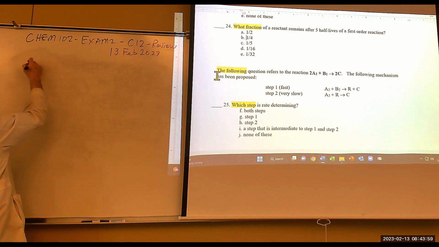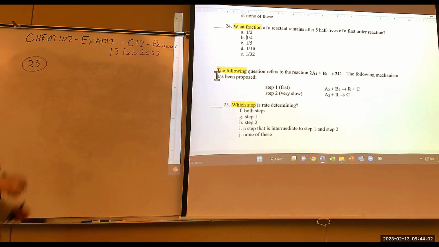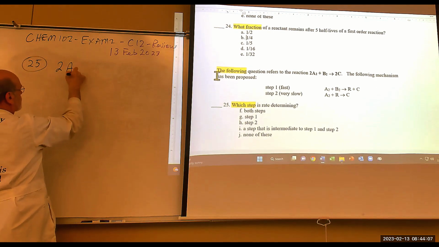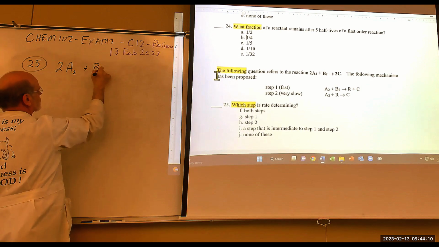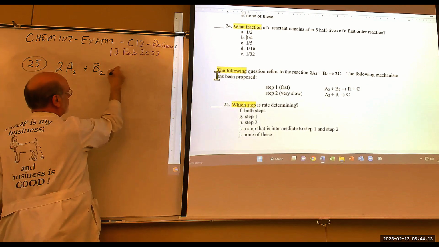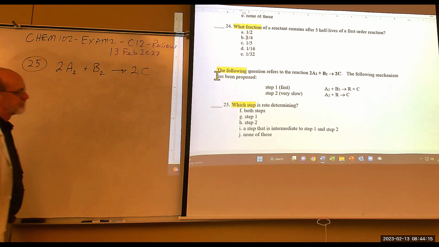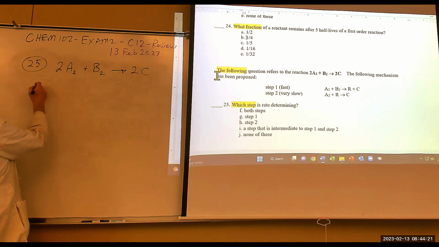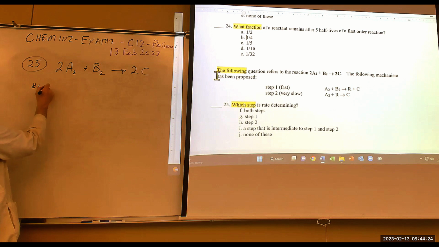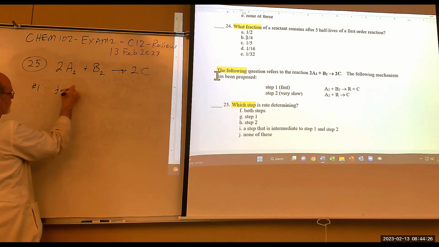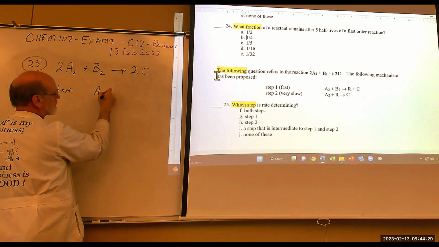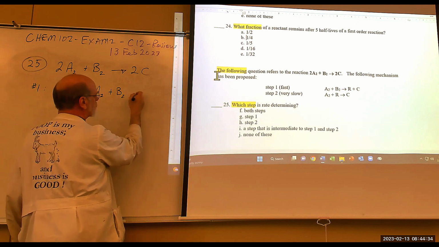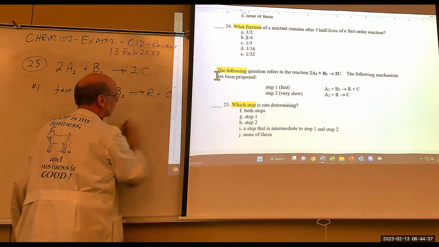Okay, for 25, we need that information that's given above. The following reaction refers to this equation. So we have 2 A2s plus B. These are diatomic, right? And yields 2 Cs. Okay, this is a proposed mechanism. So step 1 is fast. Like A sub 2 plus B sub 2 yields some intermediate plus C.